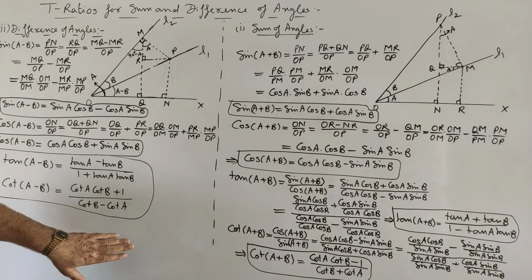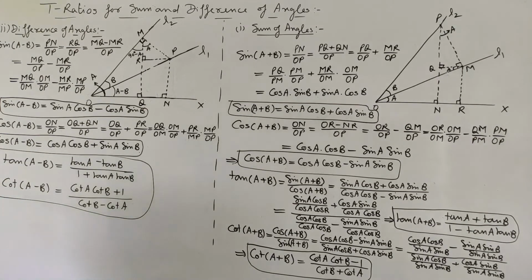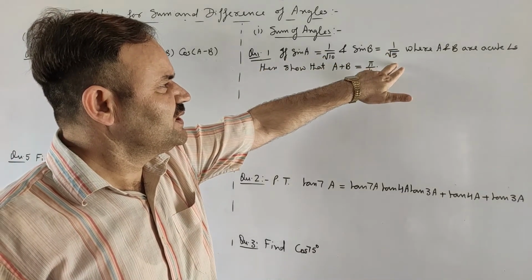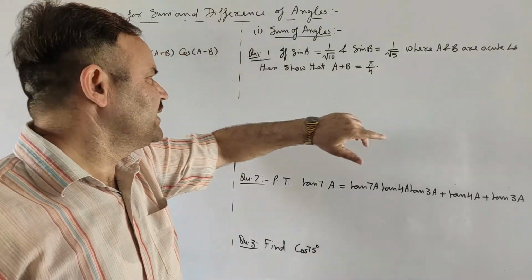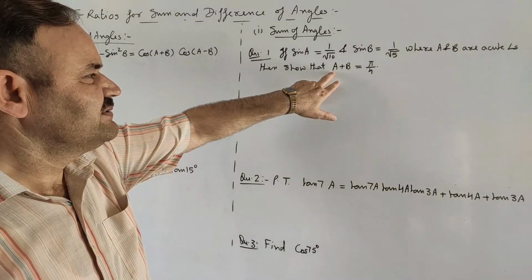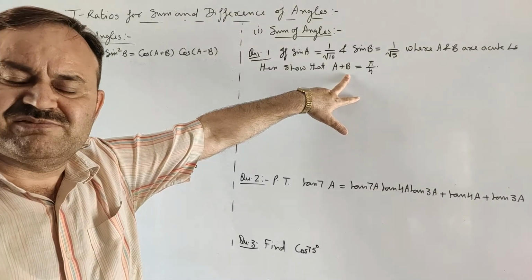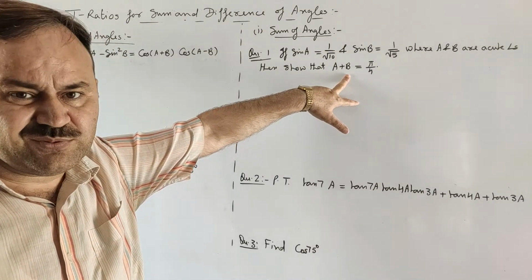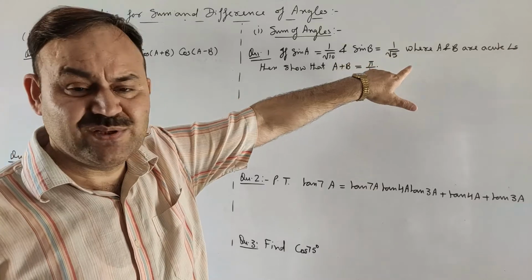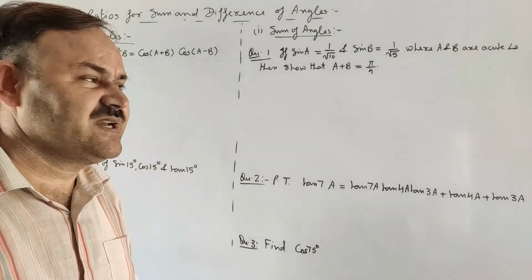Now we are going to solve a few questions related to T ratios of sum or difference of two angles. First question: sin A is 1 by root 10, sin B is 1 by root 5, and A and B are acute angles. Then we have to show that A plus B is pi by 4. For that we will have to find out either sin A plus B or cos A plus B. Whether we are finding sin A plus B or cos A plus B, we will be requiring sin A, sin B and cos A, cos B. Sin A, sin B are given to us. So first we will find out cos A, cos B using these two values of sin A and sin B.